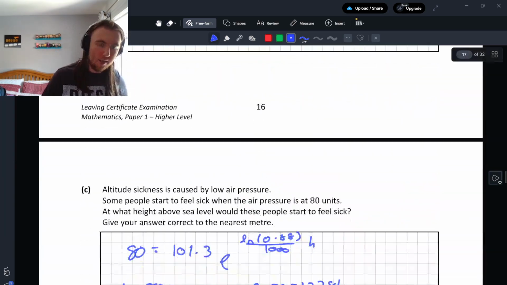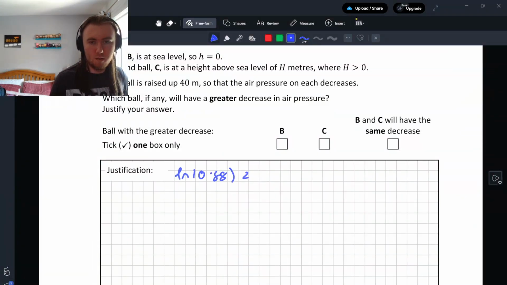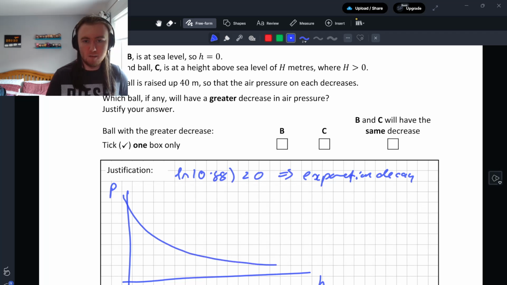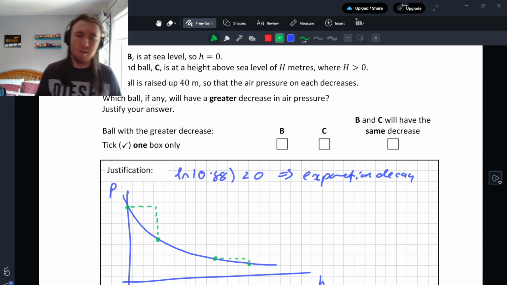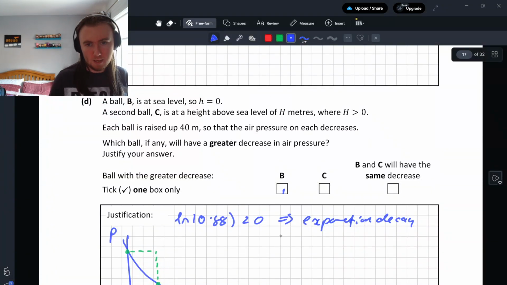Well, the natural log of 0.88, that is a negative number, so we have exponential decay. That means we're going to get a graph something like this, where this is height and air pressure, and it kind of goes a little bit like this. So at h equal to 0, starting from here and then jumping 40 meters, that's going to be a bigger decrease than some arbitrary point going down. So the greater decrease is going to occur in B.